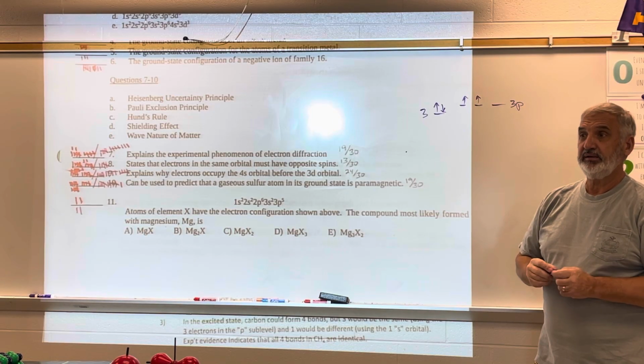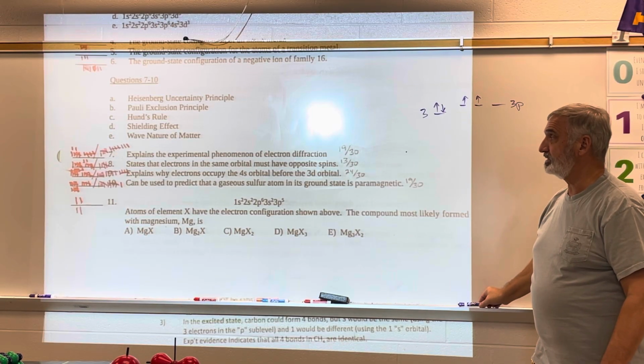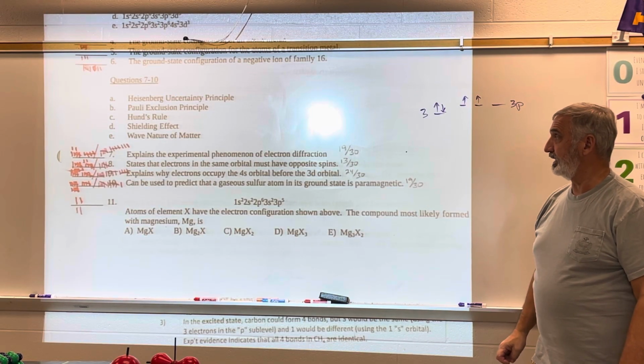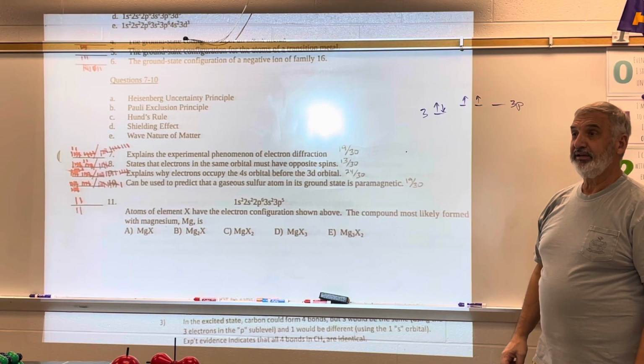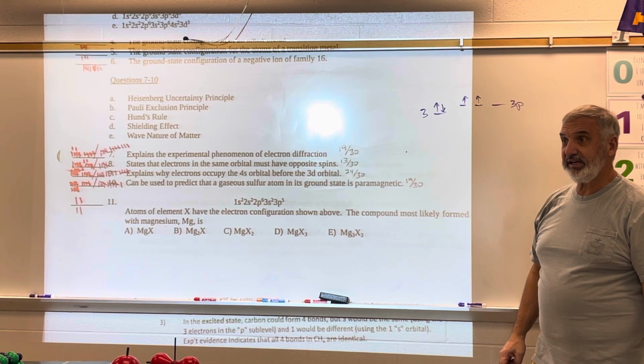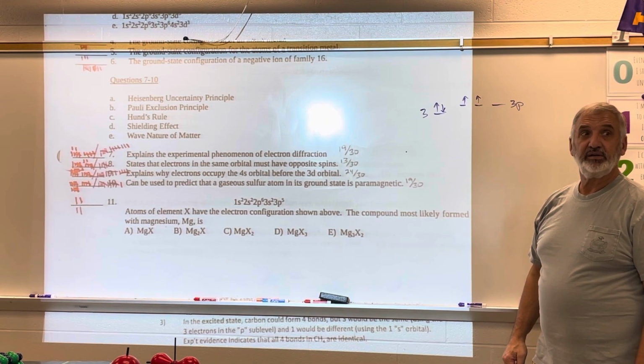I think I put the Pauli exclusion principle somewhere. Well, you obviously put it wrong. A bunch of people did. What is the Pauli exclusion principle again? Only 2 electrons in any orbital, and they must have opposite spins. What's Hund's?